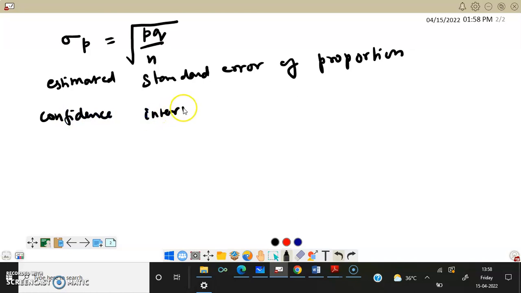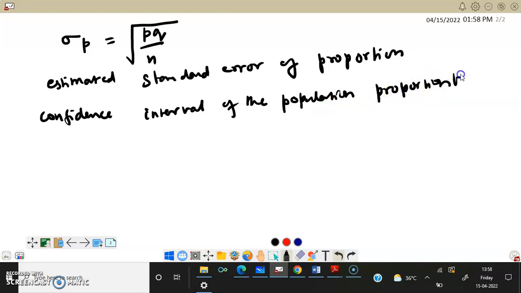Confidence interval of the population proportion. We are going to find the confidence interval of the population proportion. What is the formula? P plus or minus Z times root of PQ by N. This is the standard error, no? P plus or minus, that is the confidence interval we are going to find, where P is the sample proportion of successes.